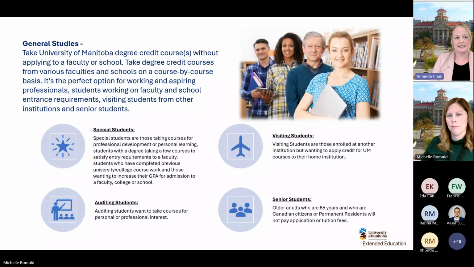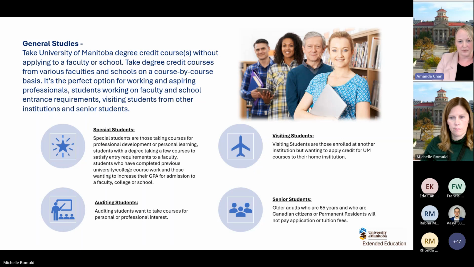So general studies is a bit of a different department within extended education. You would take University of Manitoba degree credit courses without applying to a faculty or school. This allows you to take credit courses from various faculties in school on a course-by-course basis. It's a really great option for those working and aspiring professionals and students who are working on getting into a faculty or a school but don't meet the entrance requirements yet. There's also the option for visiting students from other institutions and senior students.